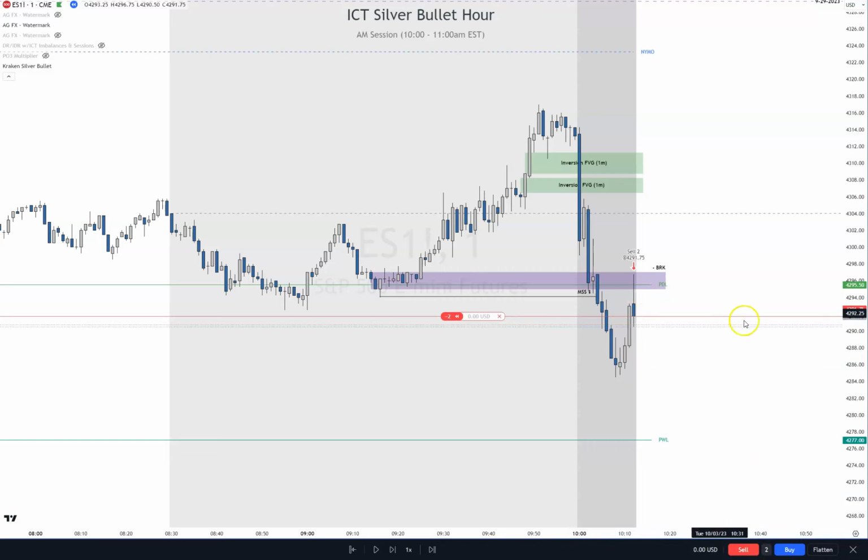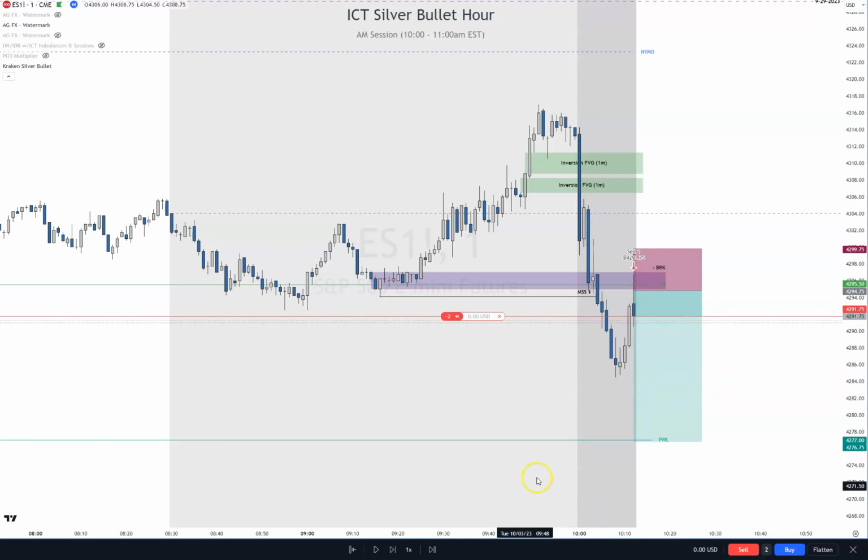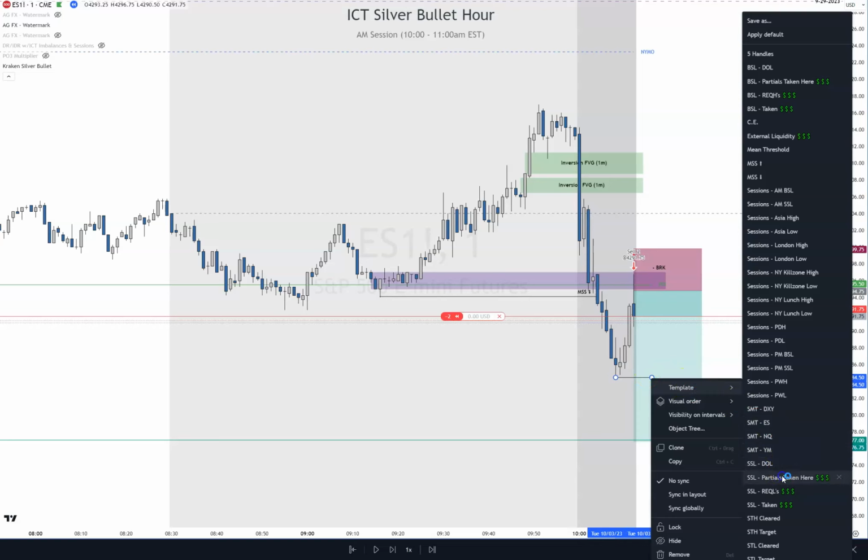We would have had one up here, so I'm going to show you where I would have sold it based on this right here. 5 handle stops, max I do, so right here, and then I'm aiming for the previous weekly low. That's 18 handles, 18 points right there. Okay, where would I take a partial? Right below this low here. So let's put that on here. Where I take my partial right there.